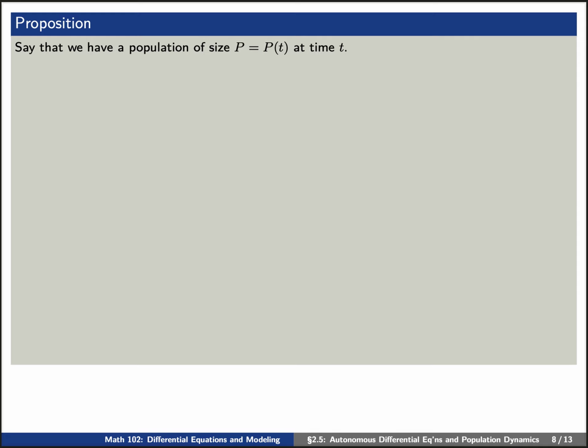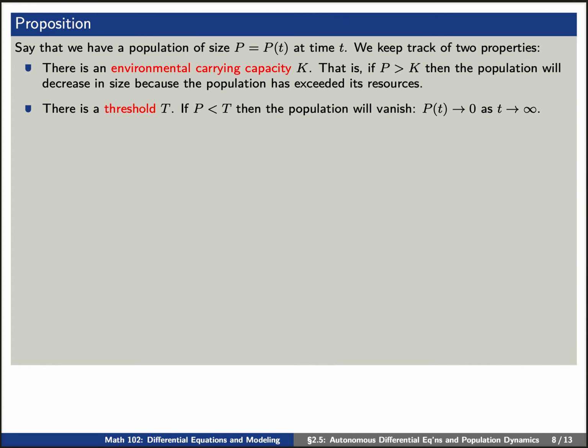Say that we have a population size P at time t. We're going to keep track of two properties. Number one, there's some environmental carrying capacity K, so that if our population is greater than K, then the population must decrease in size because the population has exceeded its resources. Second, we'll keep track of a threshold T. That is, if our population is less than T, then we expect our population to go extinct. That is, there really aren't enough people around to help continue to grow the city.